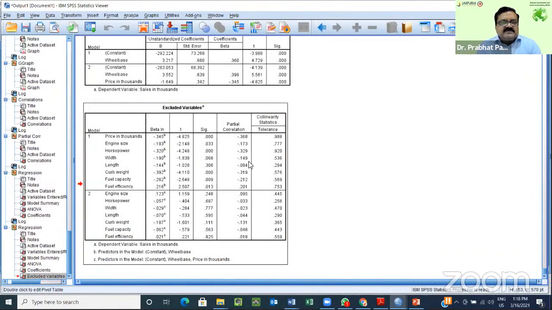The next table is about the excluded variables. This gives you the basis for how the exclusion has been done. The exclusion is done on the basis of the partial correlation. You can see that the highest partial correlation in the first iteration was that of price, and therefore price was included in the second iteration. In the second iteration, you can see the highest partial correlation was engine size, so engine size was picked up.